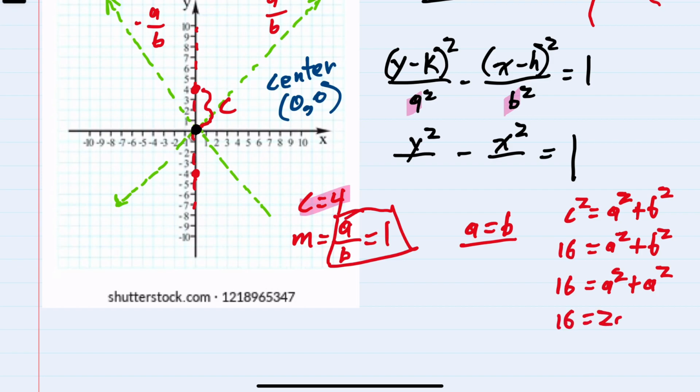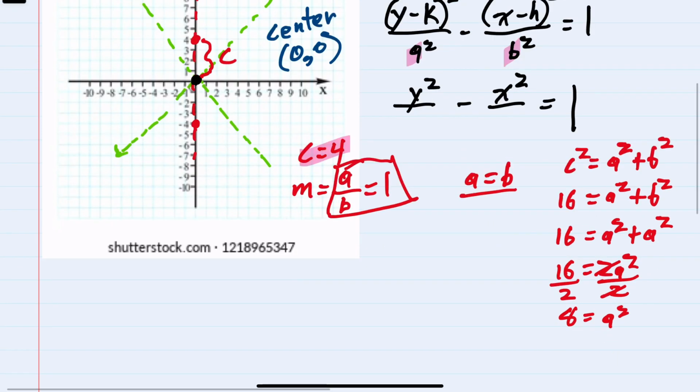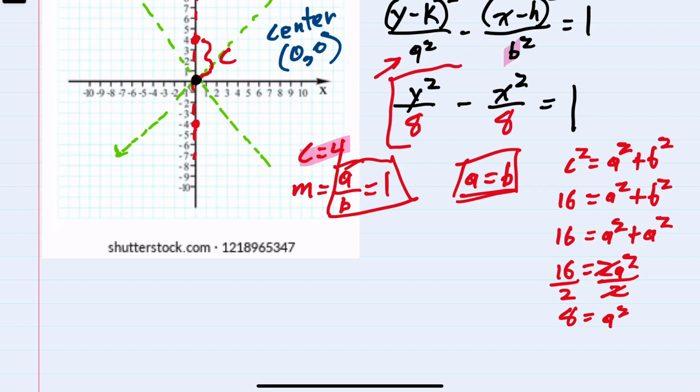Now I only have one variable. 16 equals 2a squared. Solving for a squared, 8 equals a squared. And I don't actually need to find a because I'm substituting in a squared. a squared is 8. I can put my 8 down here. And since a and b are the same, that means b squared must also be 8. This would be the equation of our hyperbola.